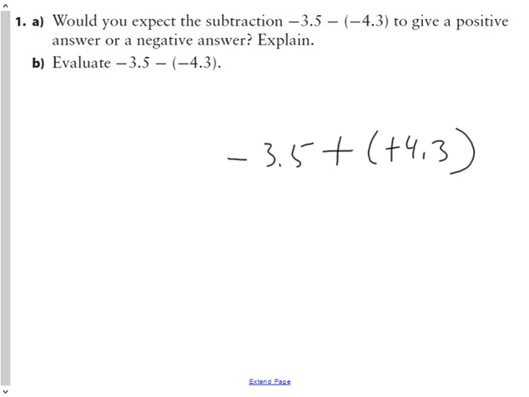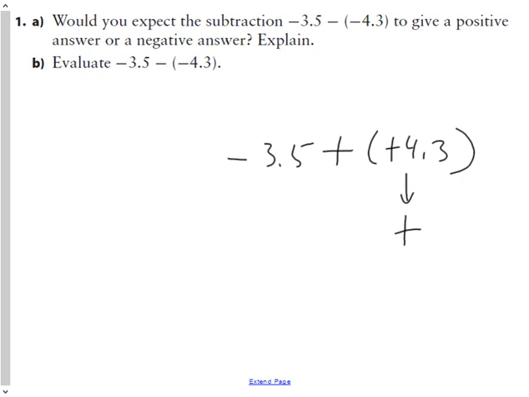If you have a negative decimal number, you can think of it as debt. If you have a positive decimal number, you can think of it as assets. So in this particular case, you have more assets than debt. In that case, you would expect this answer to be more positive than negative. So yes, the answer is it would be more positive, because when you change it to addition, you can clearly see you have more positive things.